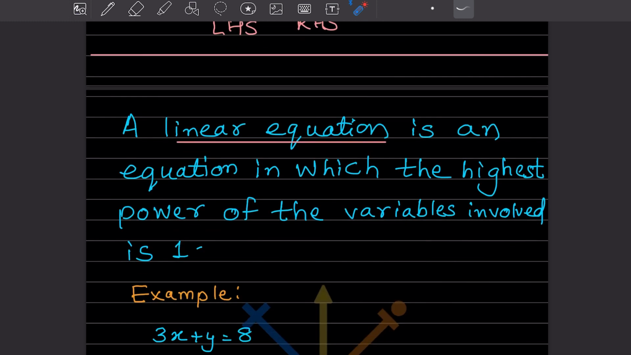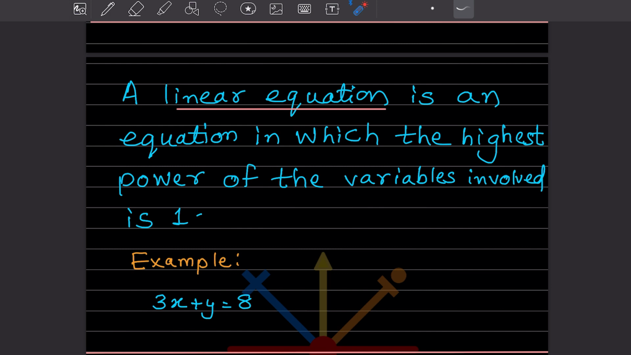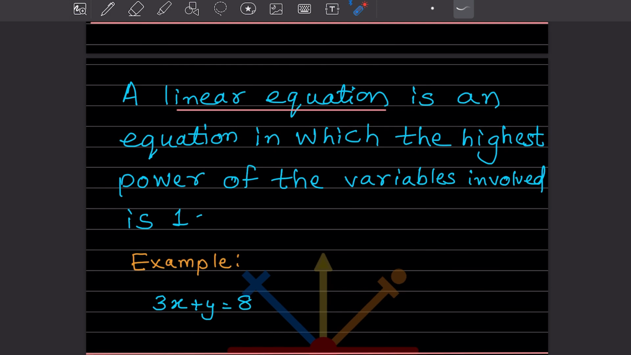Now, because we are doing linear equations, you should know what a linear equation is. A linear equation is an equation in which the highest power of the variable involved is always 1. If I write a raised to 2, this is called the power. Here we have 3x, the variable, and its power is 1.